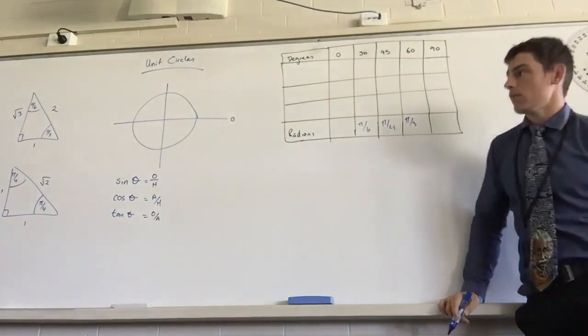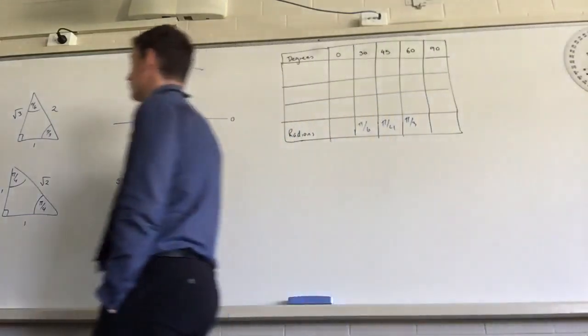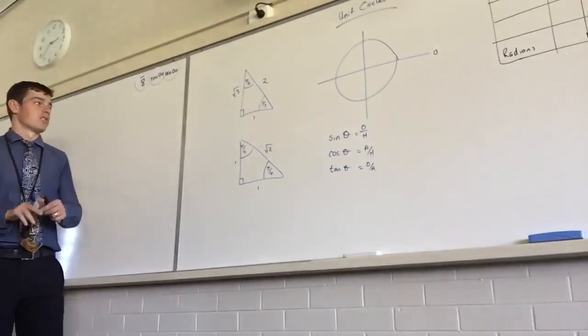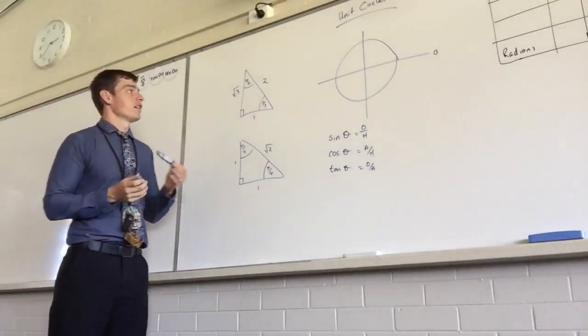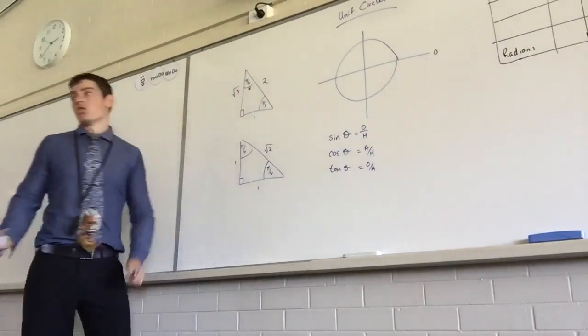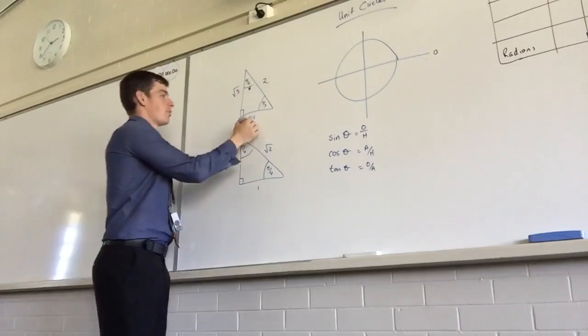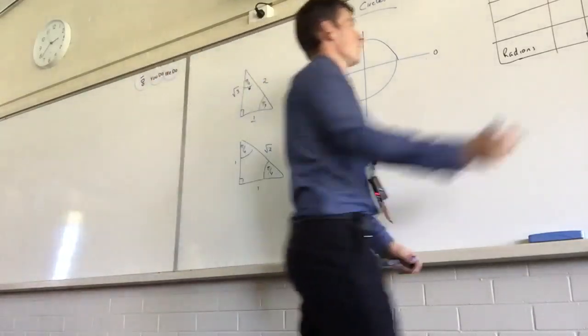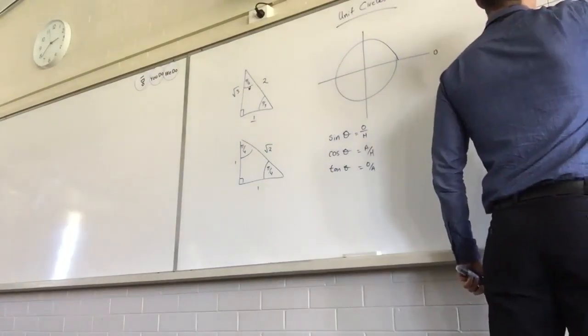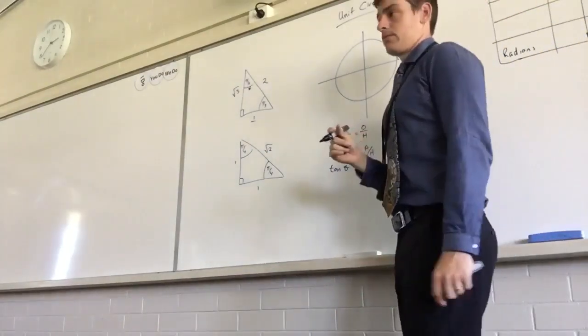Cool? So let's look at sine 30, or sine pi on 6. So here I come over to my triangle. Now which triangle am I looking at? The top one or the bottom one? Top one, okay. My angle is pi on 6, so I'm putting a little star there. What's my opposite? What's my hypotenuse? So sine of 30 is 1 over 2.